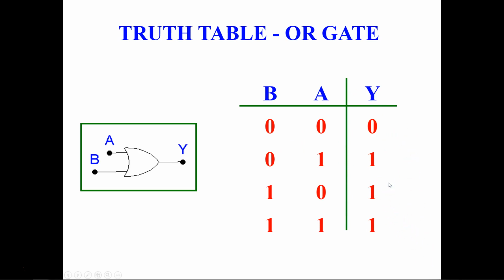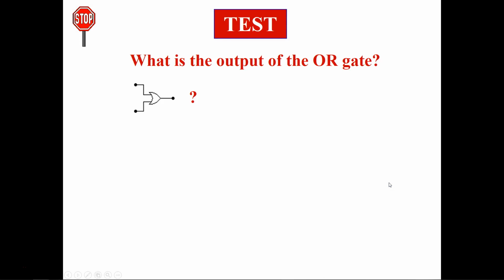Now let's do a quick test. What is the output of the OR gate when two inputs are high? We are going to have the high output, because we know that if both the inputs are low, then only the output is going to be low. Otherwise, it is going to be high. So the answer is high.